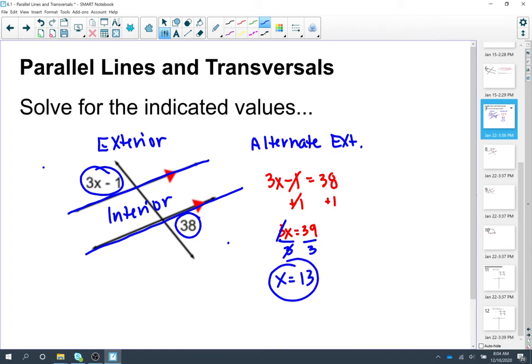Now, once I know that x equals 13, that was the first indicated value. And then the other indicated value is, well, what's the measure of this actual angle? So I can either substitute 13 in, or, because I know these are congruent, I can just say, well, it's 38.